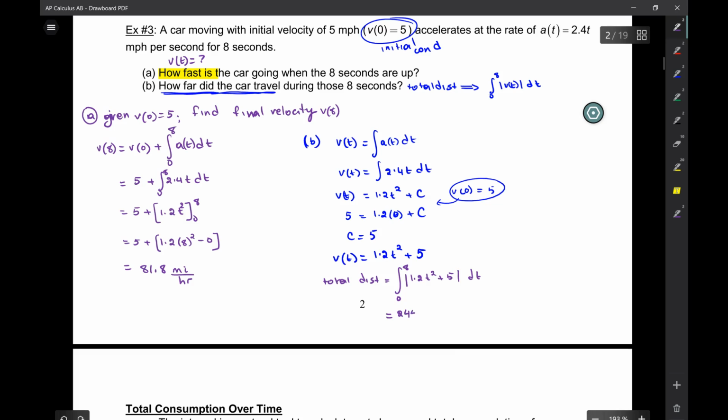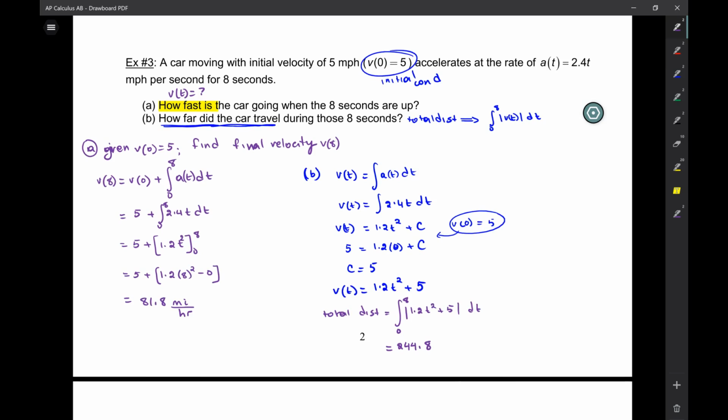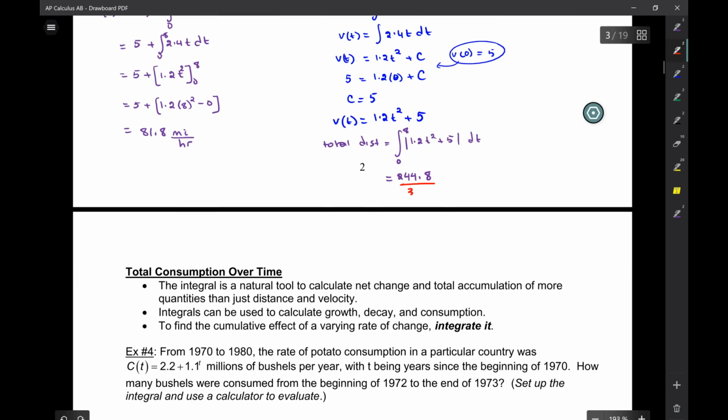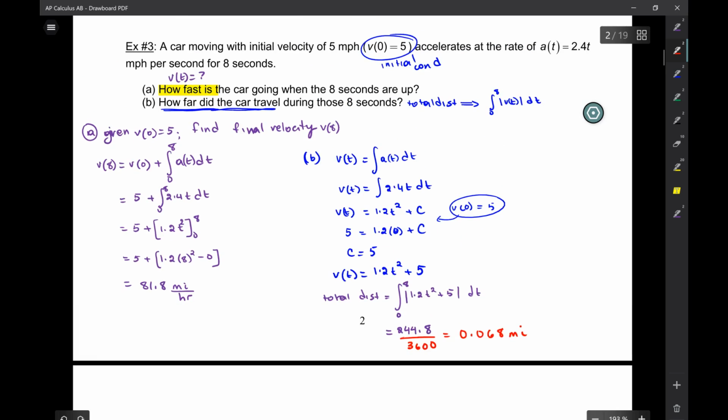244.8. What are the units here? Miles. Okay, so take a look. It was in miles per hour. Initial velocity of miles per hour. So now this is all miles. So now what do I need to do? Divide by how many seconds are in an hour? 3,600. Divide by 3,600, and then finally it's 0.068 miles. To get rid of the hours.